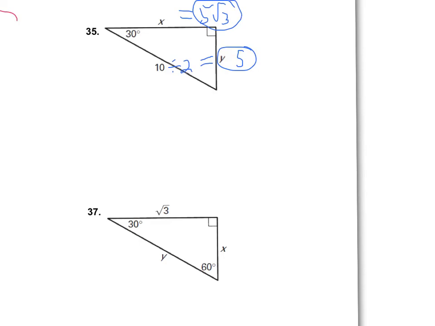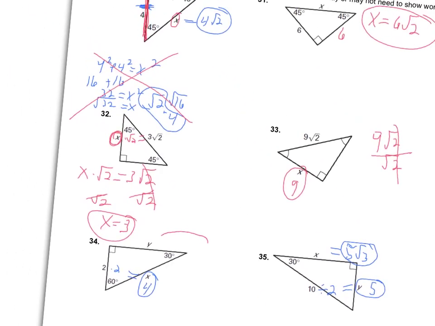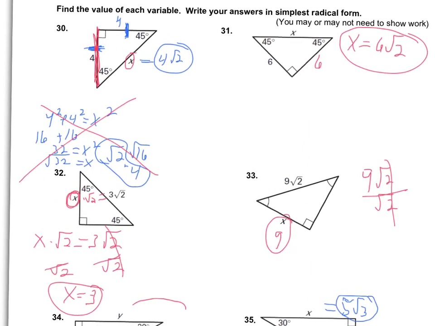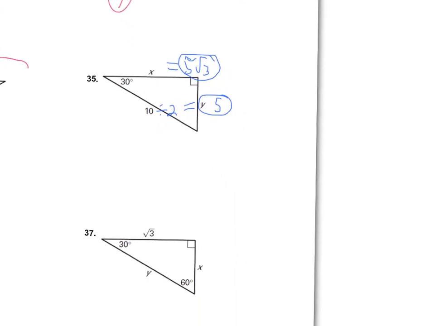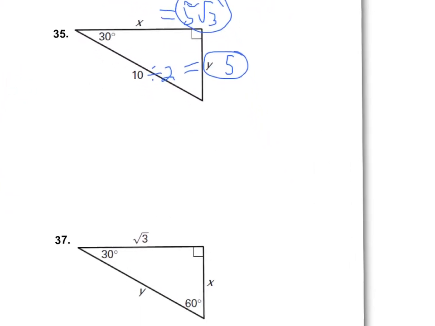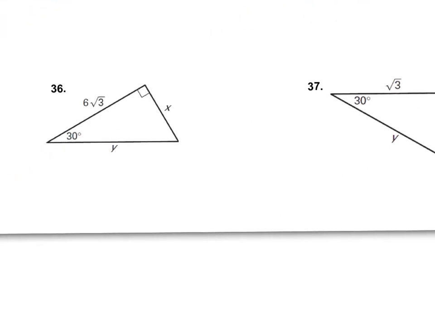Now, when we were doing some of the other ones on this page, say like number 30, there was a way to figure it out even if you didn't know the handy-dandy rule of just timesing by radical 2. You could have used the Pythagorean theorem. On one like number 35, there's no other way to do it. You just have to know this rule of how to deal with a 30, 60, 90 triangle. So there is some memorization involved, without a doubt.